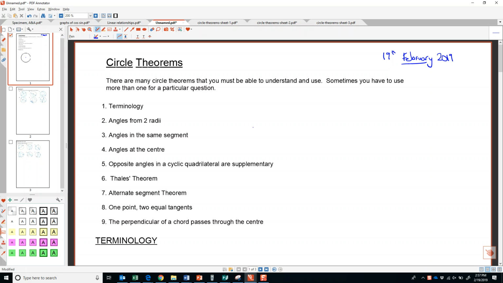So our title is just circle theorems. If we write that down, good job, Jaden.